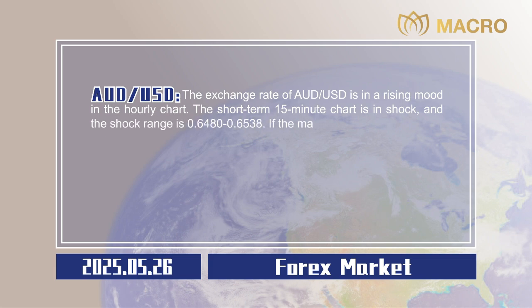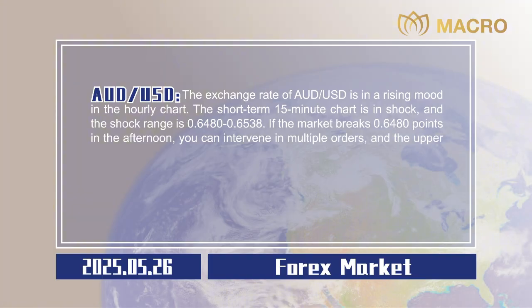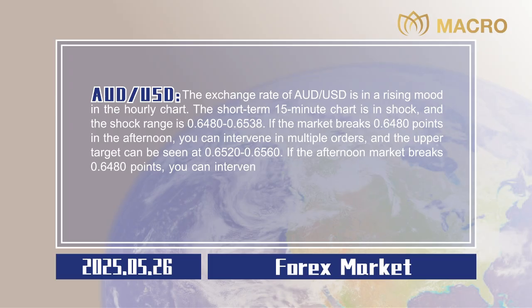If the market breaks 0.6538 points in the afternoon, you can intervene in multiple orders, and the upper target can be seen at 0.6520 to 0.6560. If the afternoon market breaks 0.6480 points, you can intervene in the empty order, and the target below can be 0.6440 to 0.6410. Stop losses are all 20 points, 0.0020.